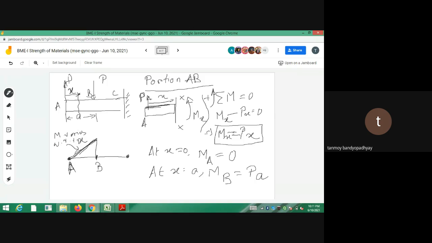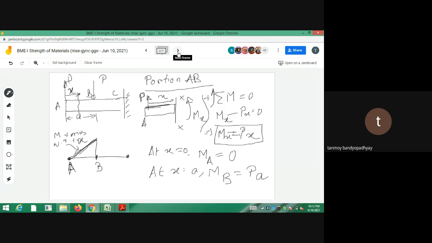So that is why they have asked you not to apply the pure bending equation on the part AB, but for the part BC. They have specifically written in the problem that you just find out the stresses using the pure bending equation on the part BC. Why not AB? Because AB is not at all in pure bending.